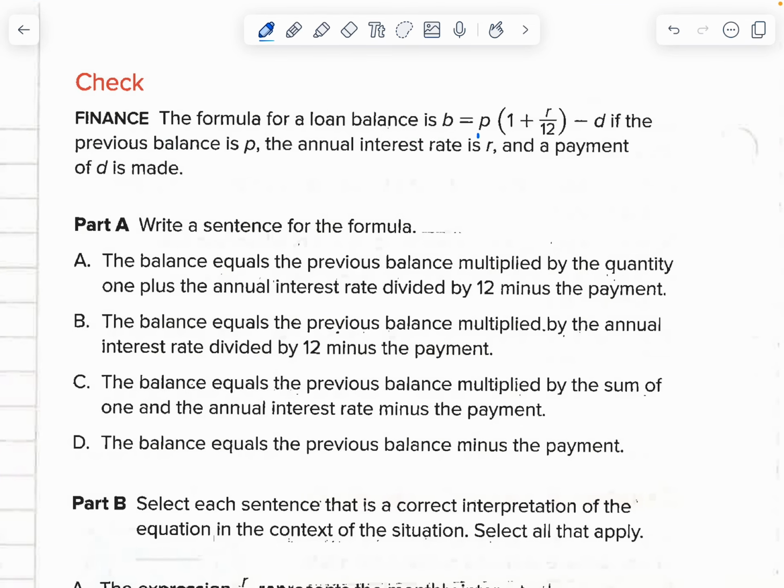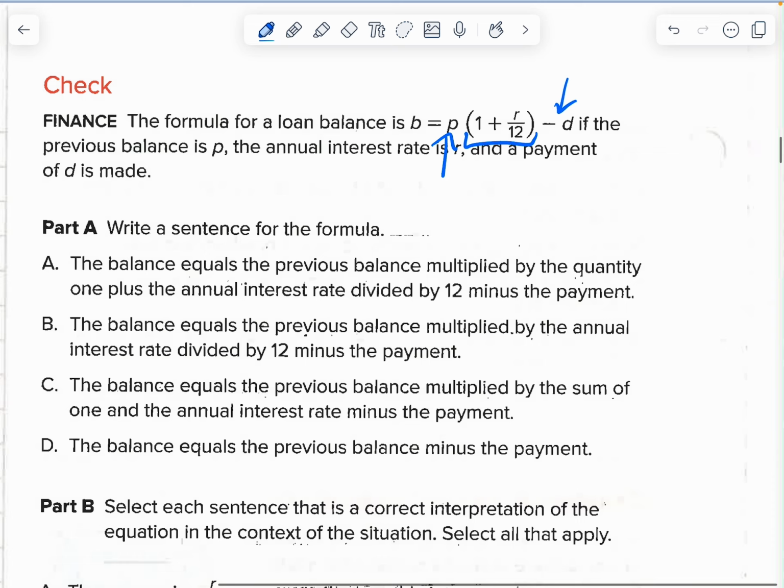So I'm taking P and I'm multiplying it by a quantity. Then I'm subtracting. The formula for a loan balance is the balance equals P times the quantity 1 plus R over 12 minus D. And the previous balance is P, the annual interest is R, and the payment of D is made.